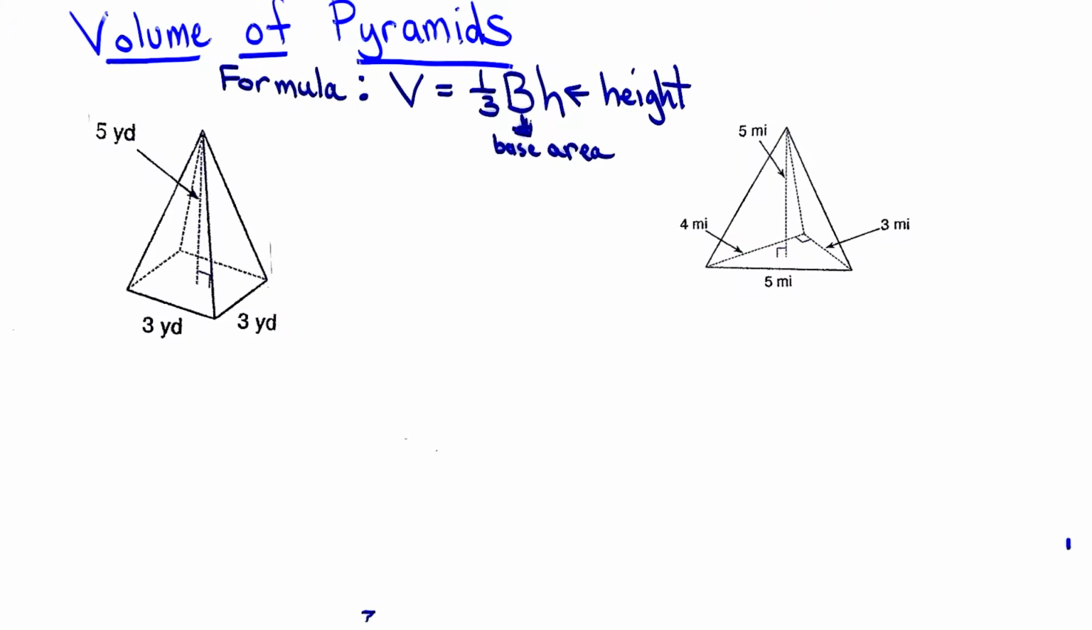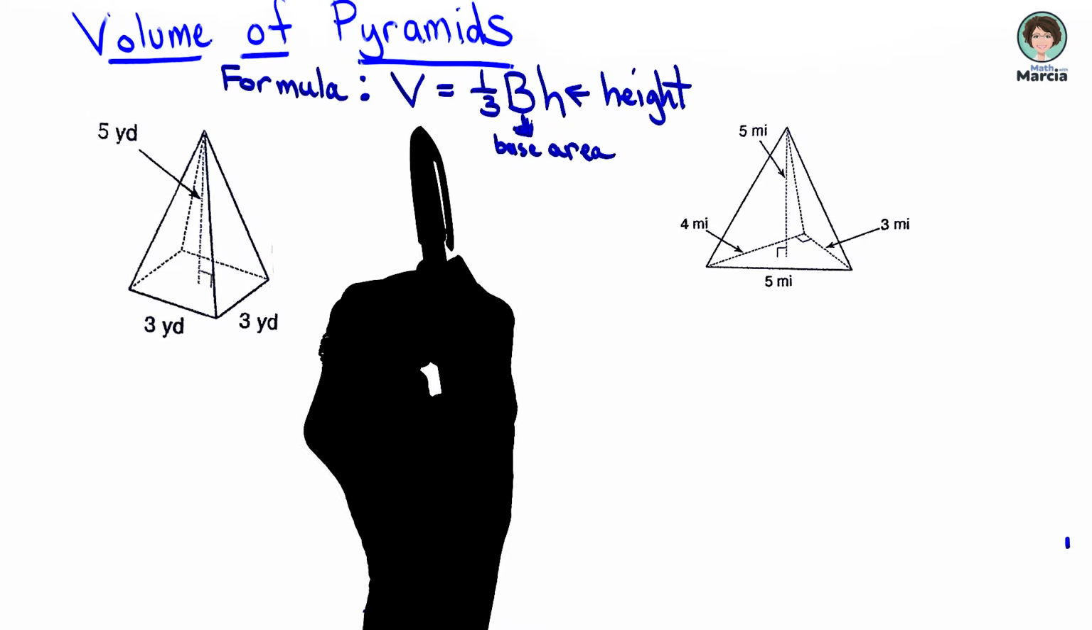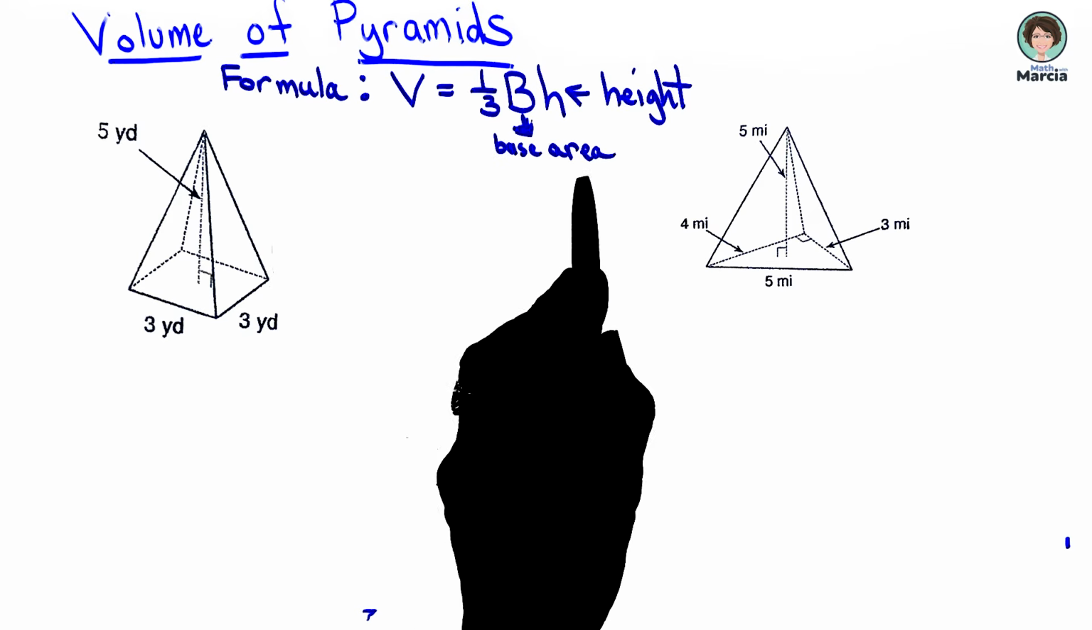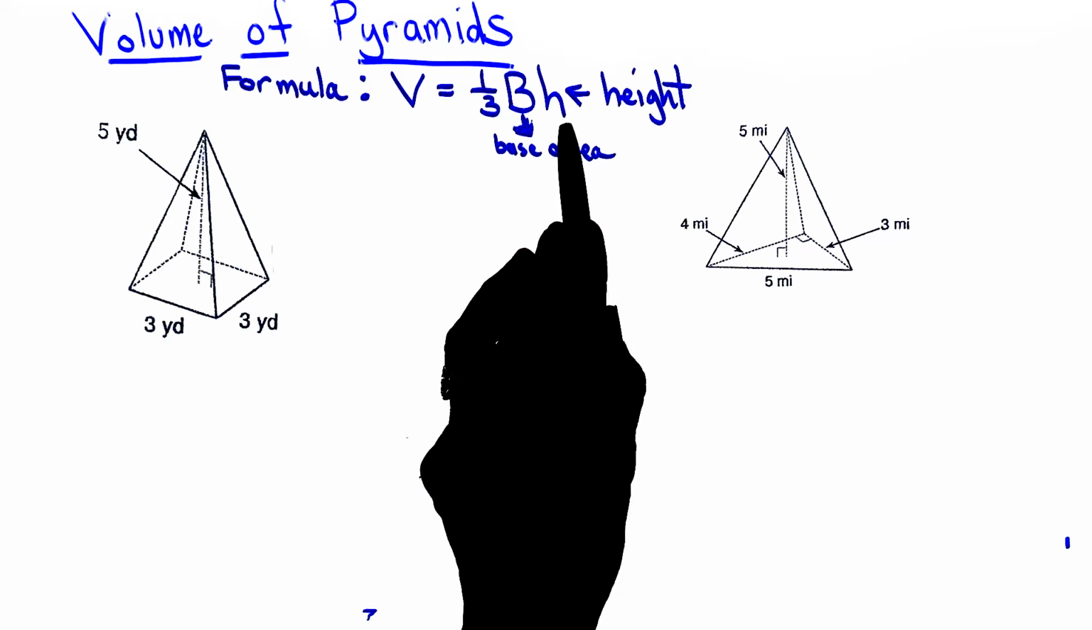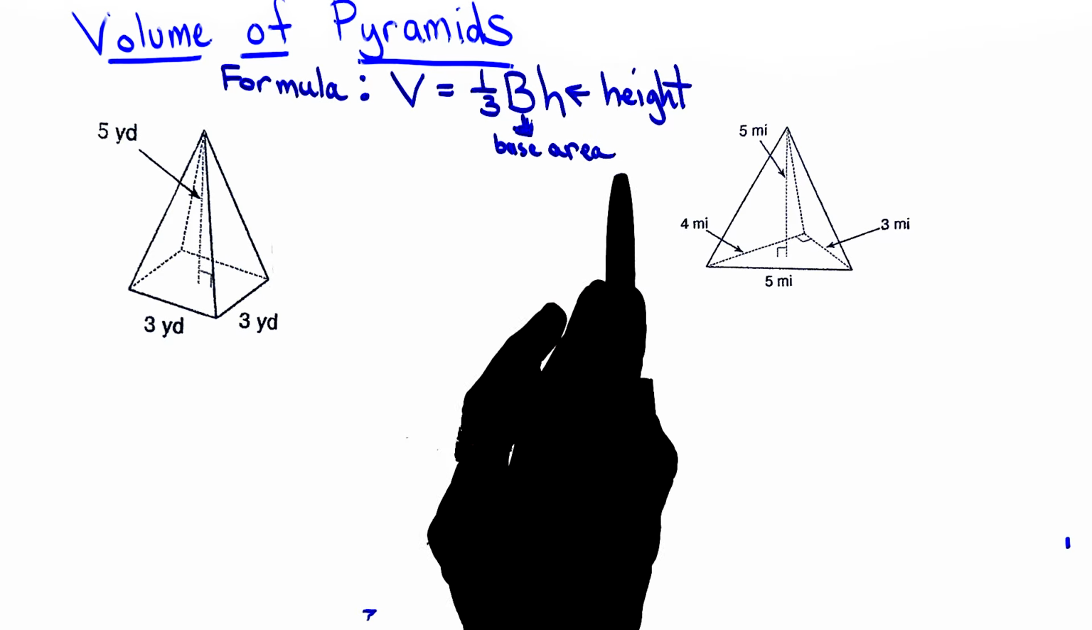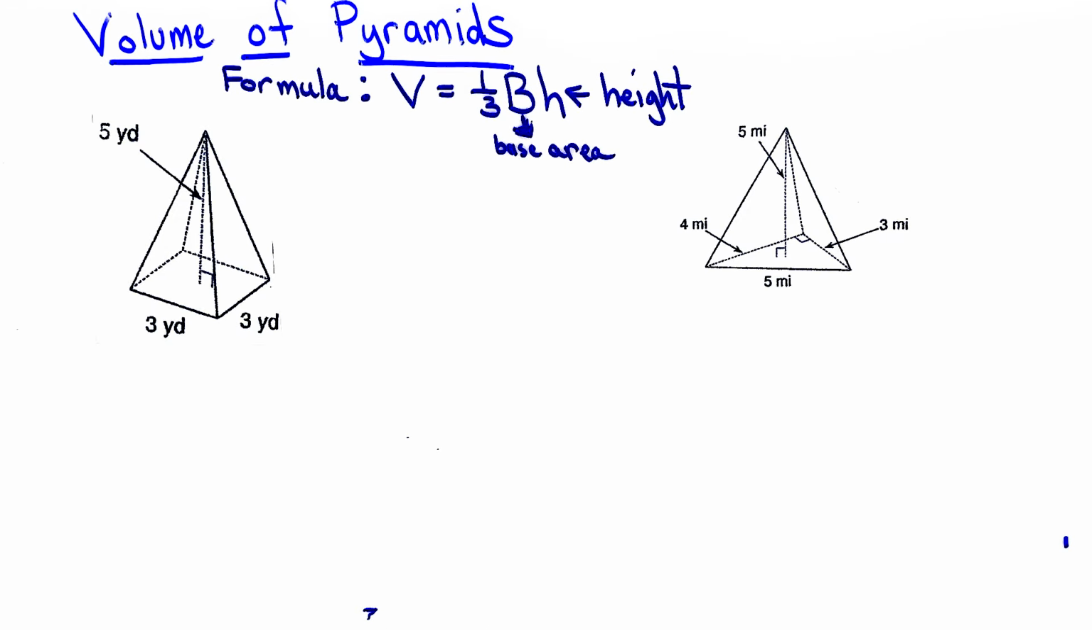In this lesson, we are going to be finding the volume of pyramids. And the formula that we're going to use is volume is equal to 1/3 the base area, that's what capital B is, and the height of the actual pyramid. Remember, when we're talking about volume, we're talking about how much space an object does take up, or the amount that the object actually could be filled.